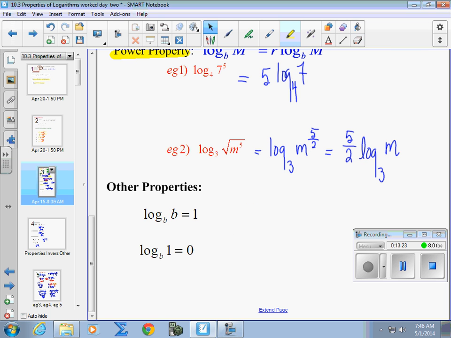The next property says log base b of 1 is equal to 0. I think there was a homework exercise with this on it. Anything raised to the 0th power is equal to 1. Remember, a logarithm is equal to an exponent. So if this exponent is 0, that something is 1.